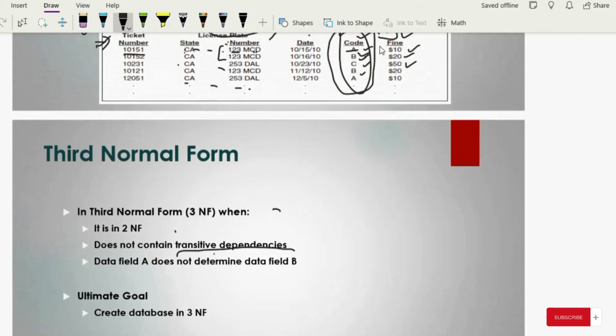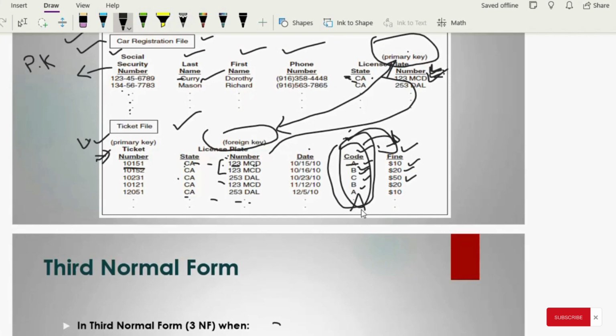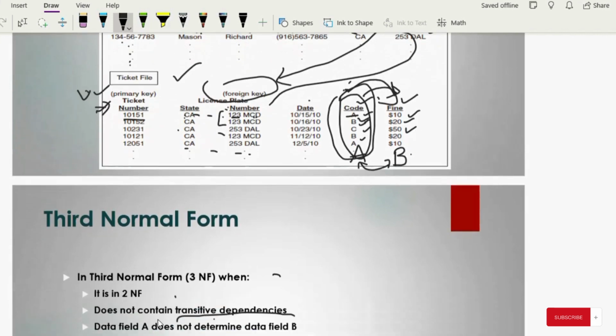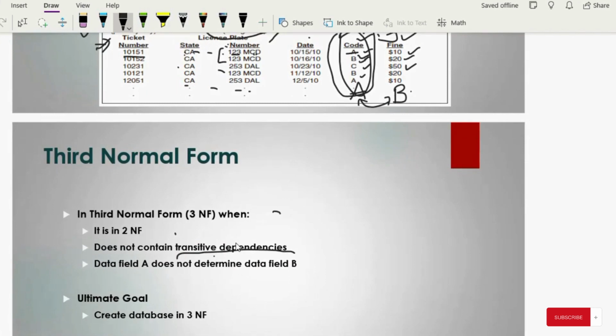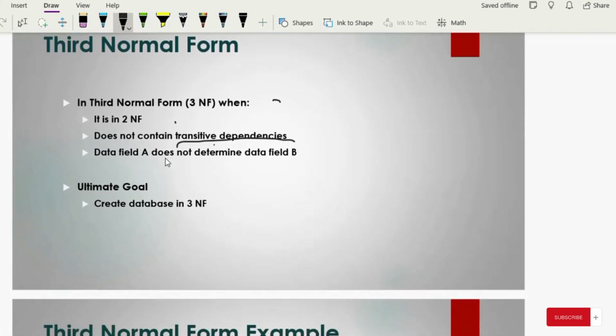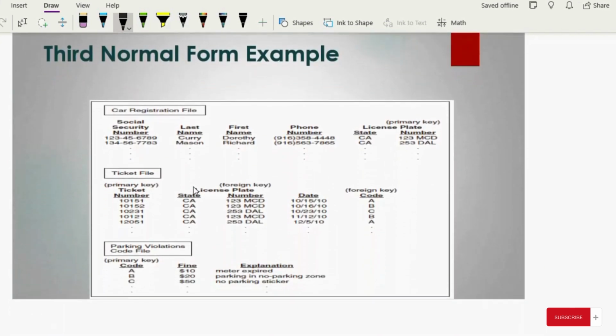So can you see over here, if this is field A and this is B, they are explaining each other. If B is 10, it means code A. If A is, let's suppose, C, it means 50. So they have a transitive dependency. We have to avoid it. So data field A does not determine data field B. They are not related to each other in third normal form. Okay, so we create the data in the database in third normal form so that transitive dependency can also be avoided. So what could be the possible explanation further?